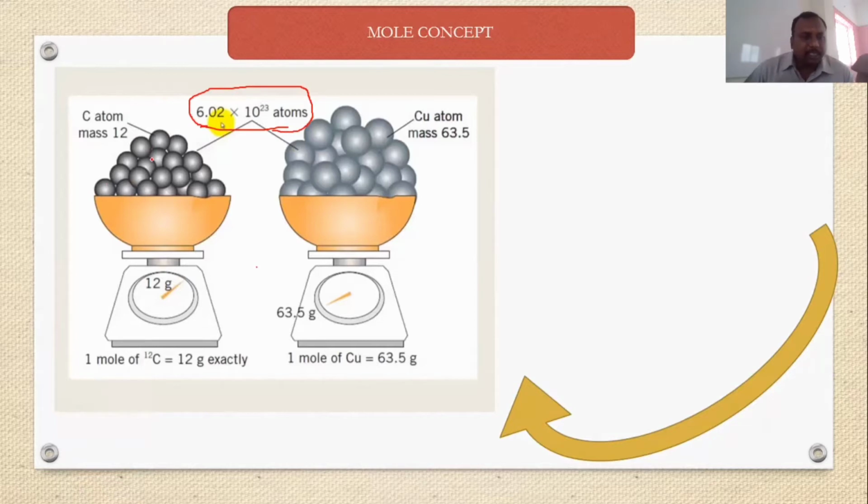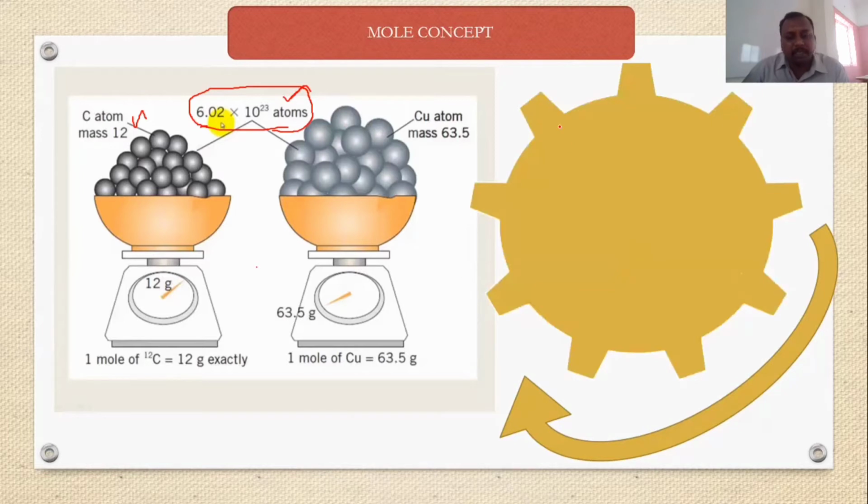Actually, initially we took carbon, 12 gram. We found that 12 gram of carbon contained 6.023 × 10^23 atoms. So 12 gram of carbon contains this many atoms. Similarly, when other elements also contain this many atoms, their weight was calculated, and that mass is called 1 mole.